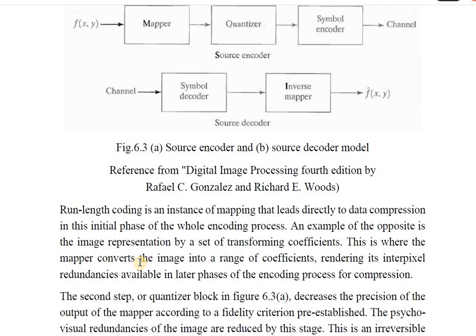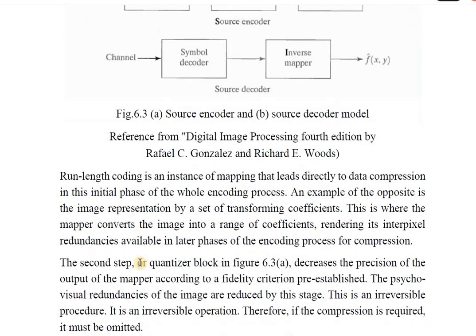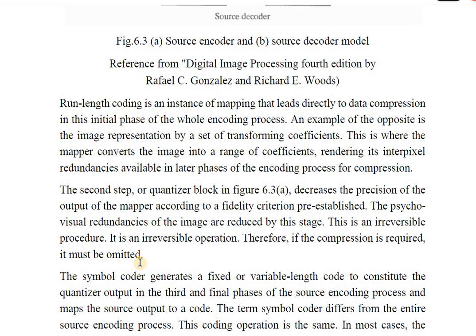Many a times you can represent an image as a set of coefficients, and then you can convert those coefficients back into the pixels. So again, this process is reversible. You can have a mapper, and you can have an inverse mapper for it. Now, as I told you, the quantizer block, the second step in your encoding process, decreases the precision of the output. It will delete certain details.